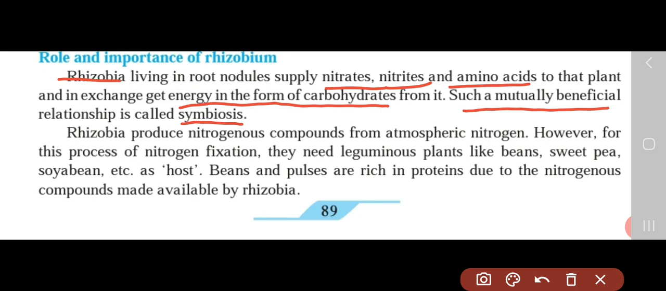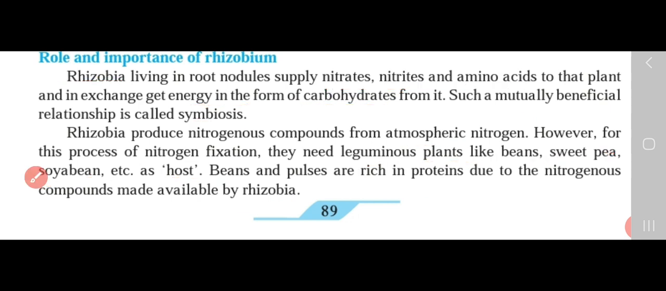So rhizobia produce nitrogenous compounds from atmospheric nitrogen. However, for this process of nitrogen fixation, they need leguminous plants like beans, sweet pea and soya bean as a host. So beans and pulses are rich in proteins due to the nitrogenous compounds made available by rhizobia. So the proteins found in beans and pulses plants are because of the nitrogenous compounds made available by rhizobium bacteria. So this is a useful bacteria for us as well.